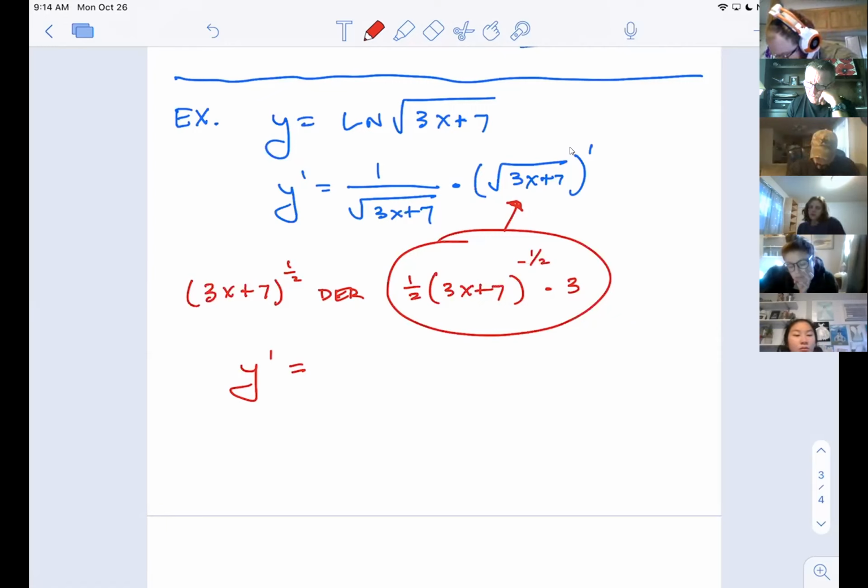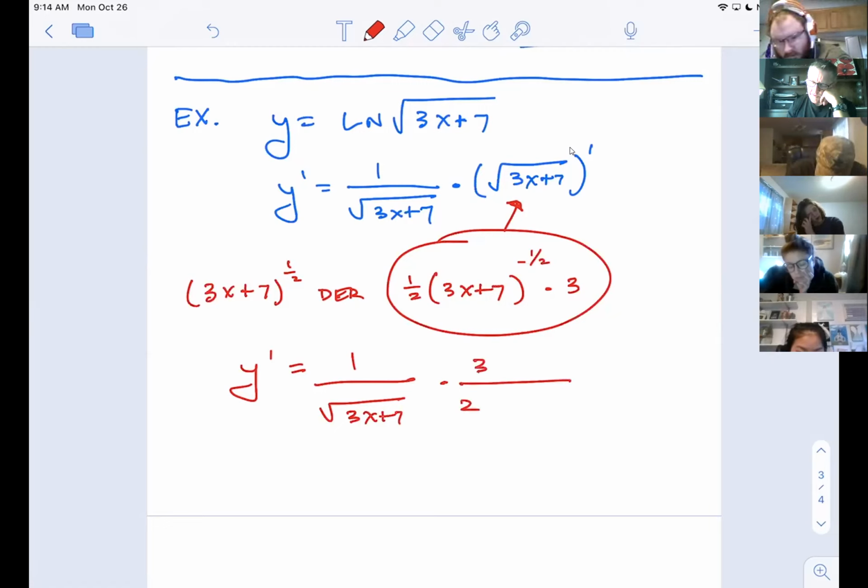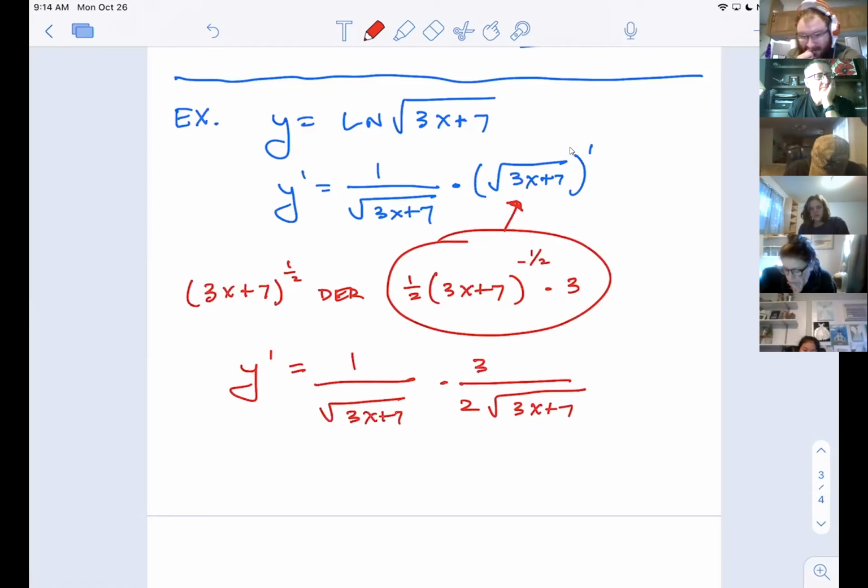So let's see, what do I have? Well, I've got the 1 over the square root of 3x plus 7. And then I've got to multiply by this mess. But isn't that 3 on the top, and that 2 is on the bottom? 3 times 1/2 is 3/2. And then since that 3x plus 7 is to the negative 1/2 power, couldn't I move it to the bottom and have it be positive 1/2 power? I don't like negative exponents. I'm just saying that practically, like I got to plug this in.